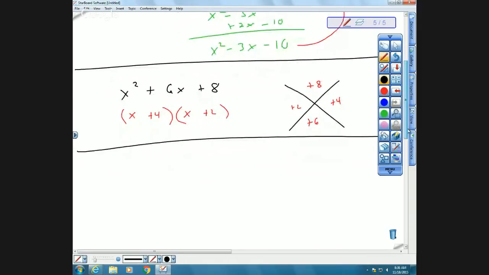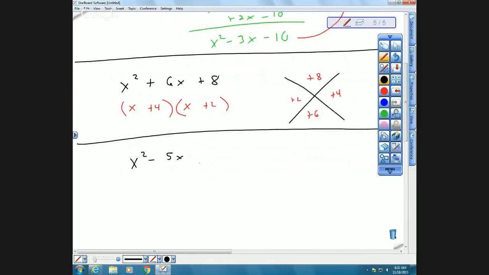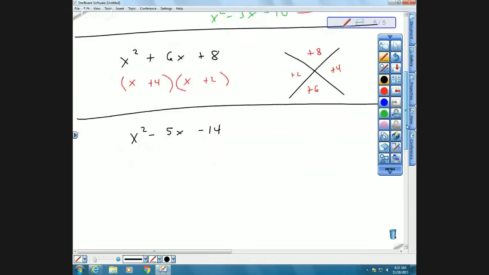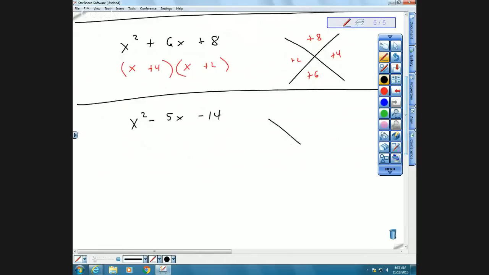So if I have x squared minus 5x minus 14, here I'm looking at, okay, what multiplies to be negative 14 and adds up to be negative 5? Negative 7 and positive 2. So you've got to be careful with your signs here. So x times x is x squared. Negative 7 times 2 is negative 14. Negative 7 plus 2 is negative 5. So be careful with your signs.